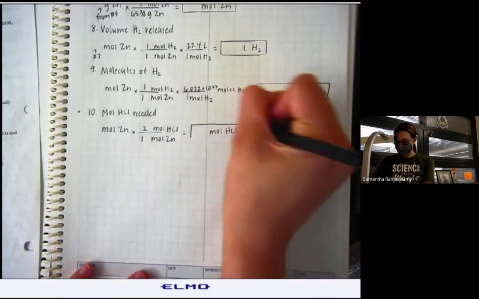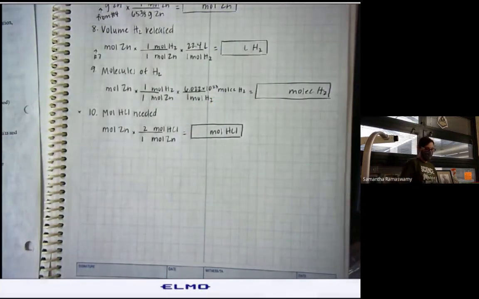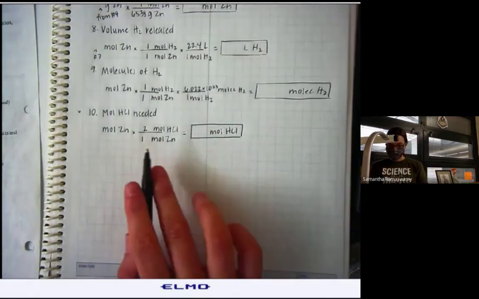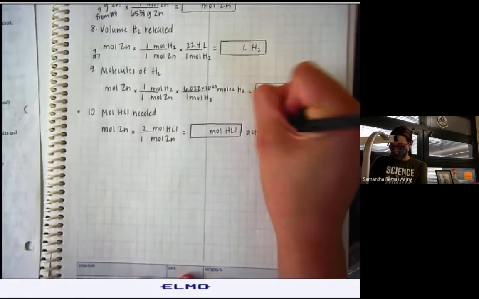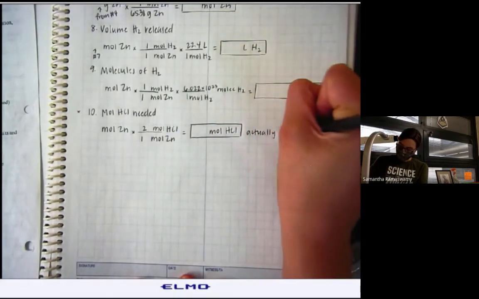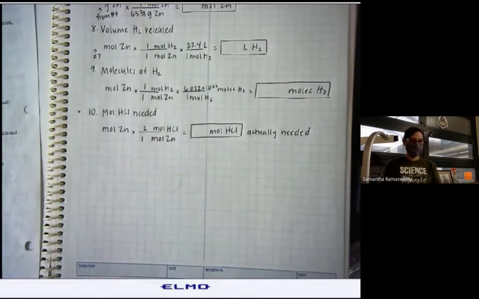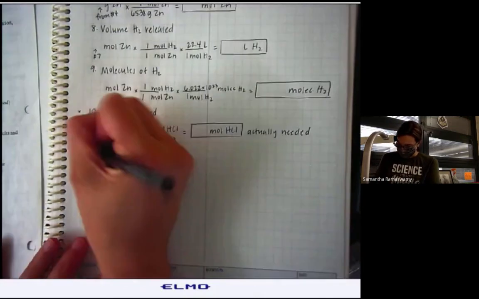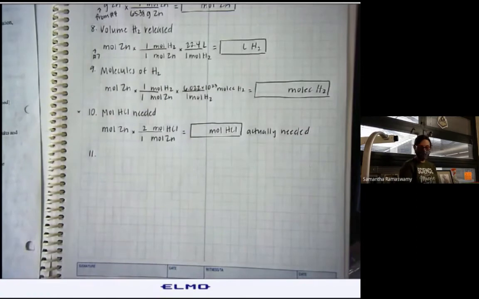So you can take your moles of zinc and multiply by 2. So again, this was the amount of HCl that was actually needed. So in order to react with all of the zinc that was in the penny, this is how many moles of HCl were required. Now number 11 says, if you used 20 milliliters of 6 molar HCl, how many moles of HCl did you actually use?